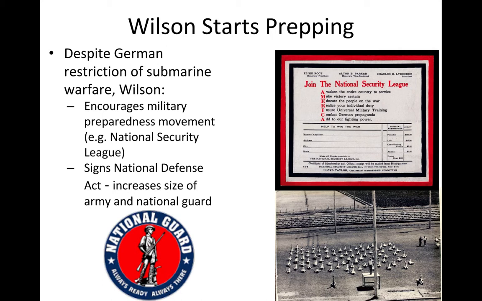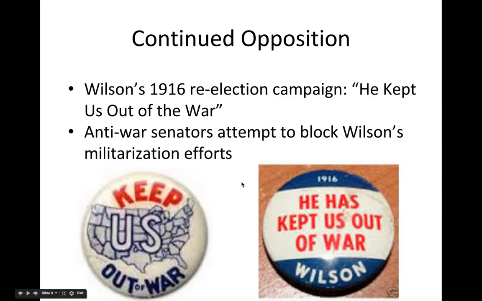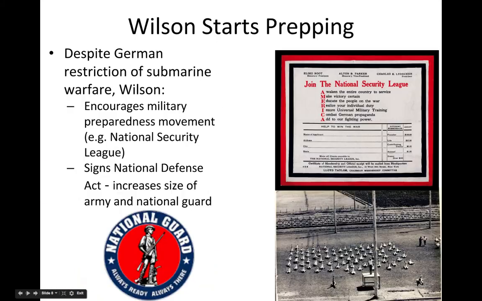So the National Security League was a patriotic organization that supported greatly expanding the military. In general, this was one organization that started to increase more support to actually get involved in a military sense in the war. Wilson seems to be in much more support of increasing the militarization of the U.S. after the Lusitania. Also, Wilson signs the National Defense Act, which doubles the size of the Army, and it also integrated the National Guard from the state level to the federal level.